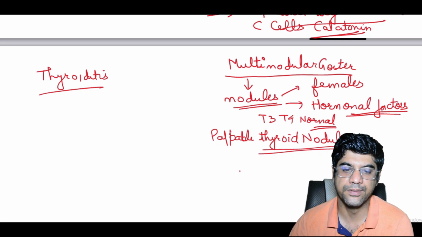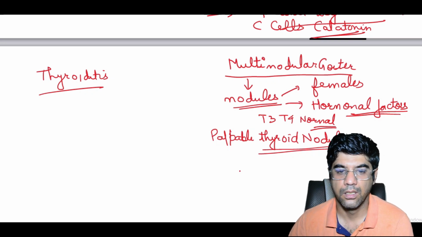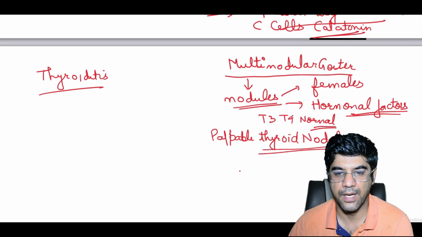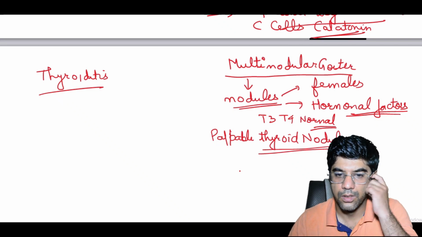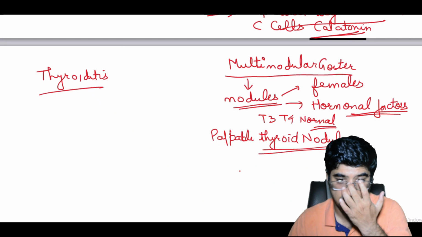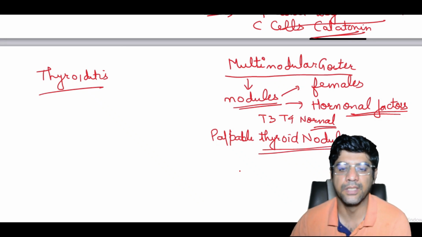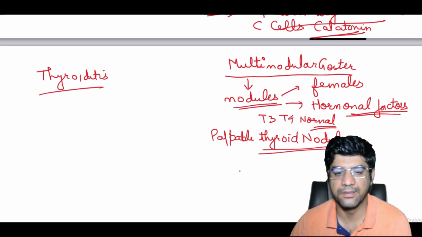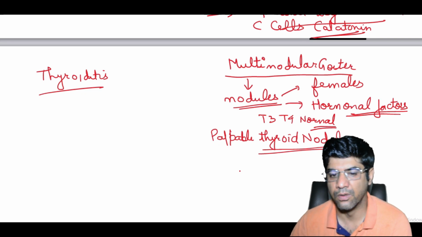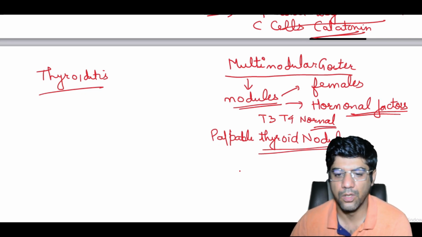So what you can do is ultrasound. You can take an ultrasound of the thyroid gland to determine the size and characteristics of the nodule. The thyroid function tests are generally normal and it may show euthyroidism.